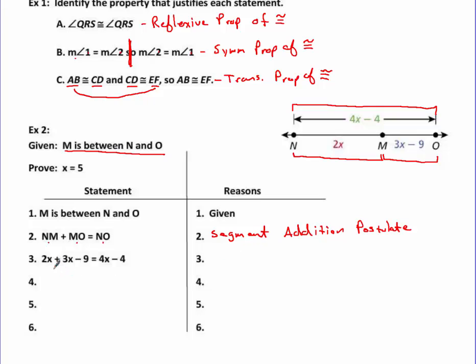So now that we know that, they say that 2x plus 3x minus 9 equals 4x minus 4. Well, it looks to me like they took this and wrote it here, took this and wrote it here, and took this and wrote it here. Why can you do that though? It's not just enough to say, well, that's how you do it. Why is that how you do it? That's something that we've learned, and it's called the substitution property of equality.